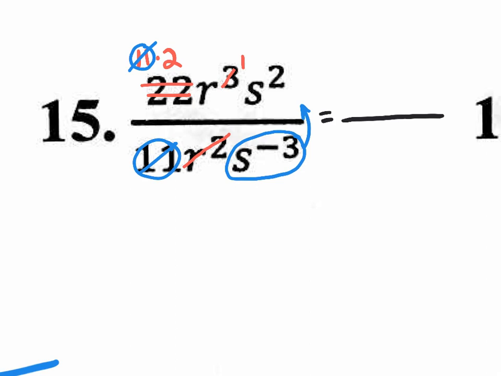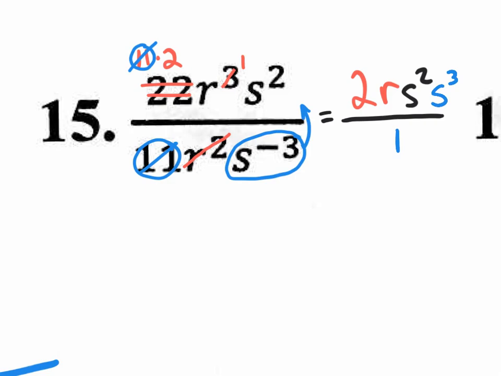This is going to be my answer. Up on top, I have the coefficient 2. That's what was left over right here. And then I have r to the 1, which I could just write as r, and s squared, which I'm going to write as s squared. Now I'm still going to move the s to the negative 3 from the bottom. I'm going to move it up, and it's going to be s to the positive 3. Now, what is left over on the bottom? There's nothing else left on the bottom. You could put the 1 on the bottom, but that's pointless because anything divided by 1 is the same thing.